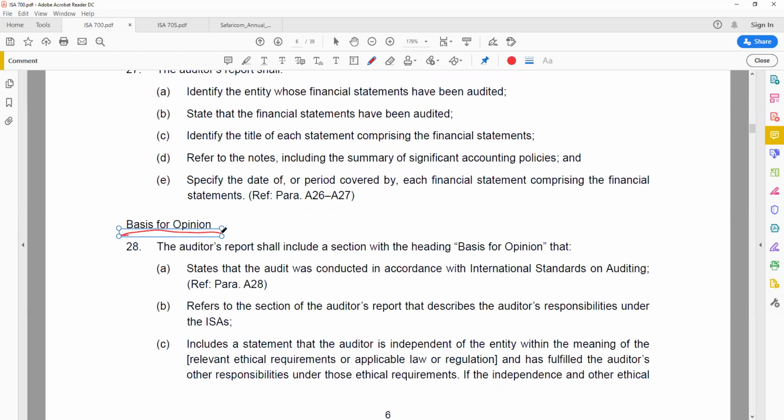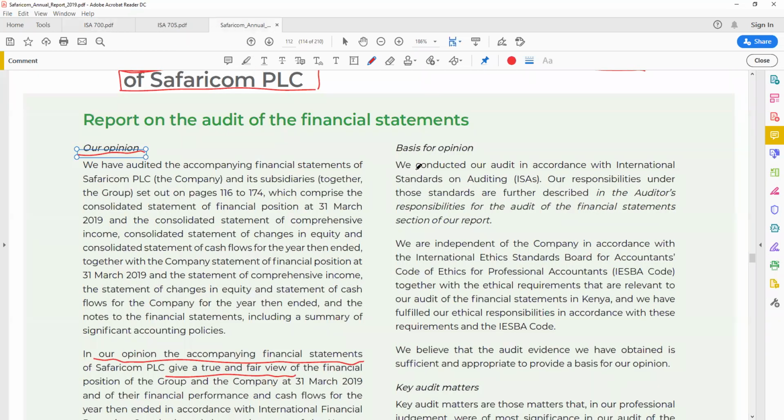Just to go back to the accounts of Safaricom, the next, as I mentioned here, is the basis for the opinion. The same thing: I did issue an unmodified opinion because of A, B, C, and D. You're simply trying to answer the question, the why.